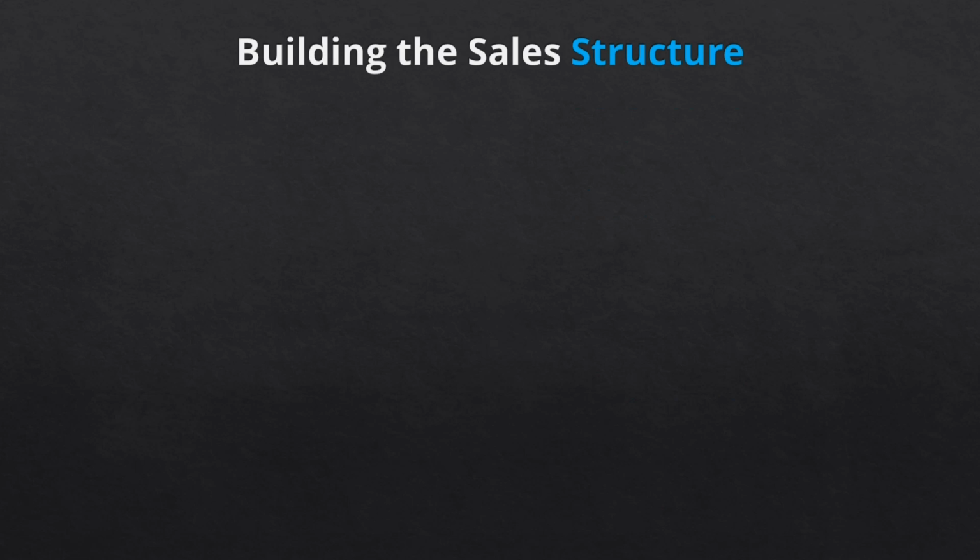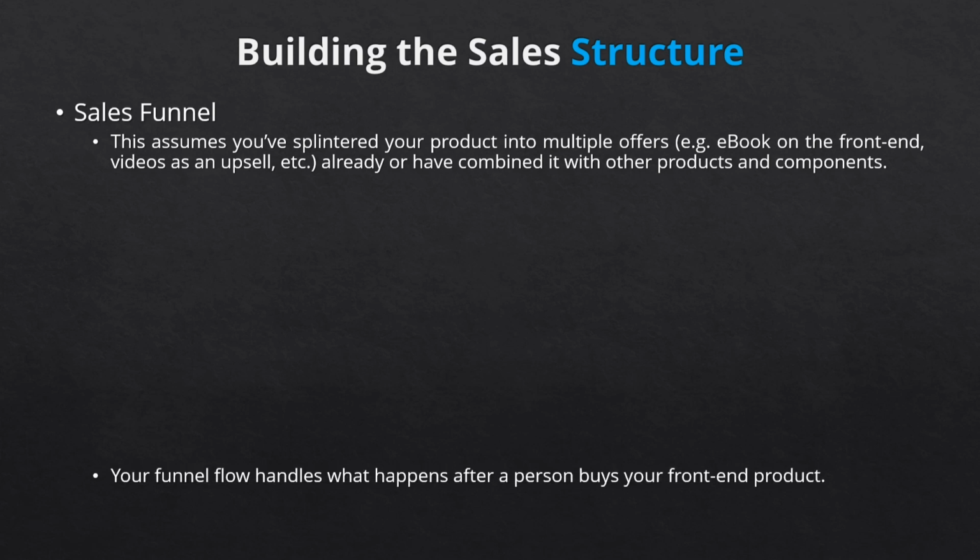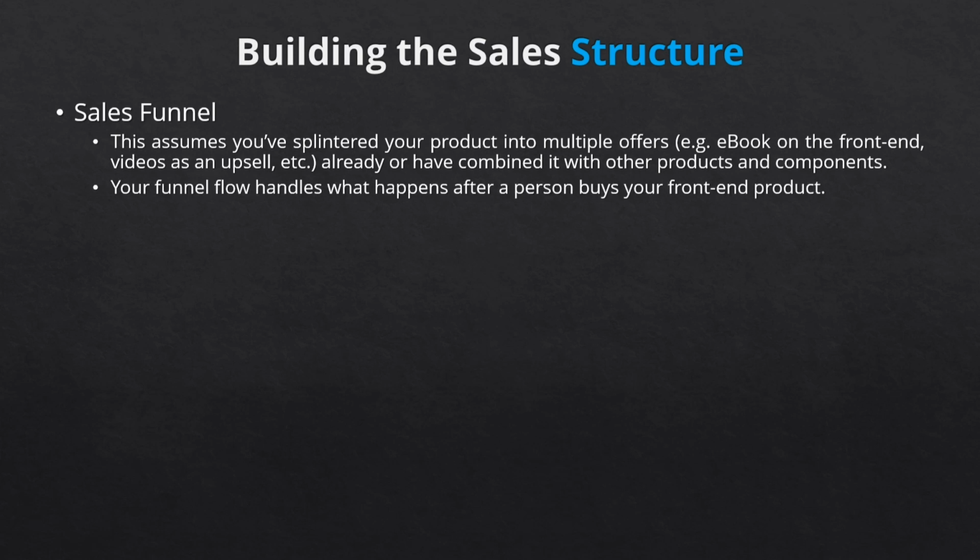First up, sales funnel. Before you start building the pages, you'll need to establish your funnel flow. Hopefully you've done a good job of splintering your product into multiple standalone components or combining your product with other relevant products. The reason you need to do this is so that you have multiple products to upsell and downsell throughout the funnel in order to maximize your revenue. If you haven't done this yet, or you're not sure how, see our guide on product creation.